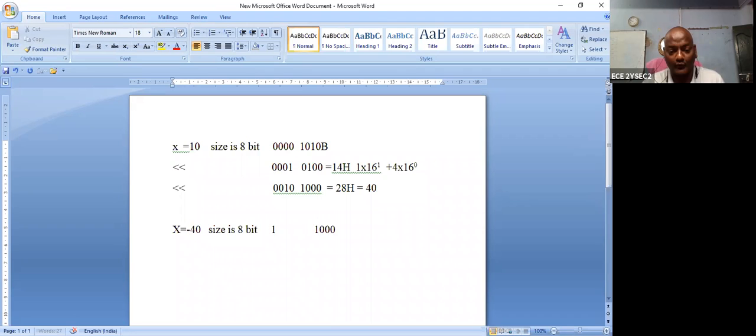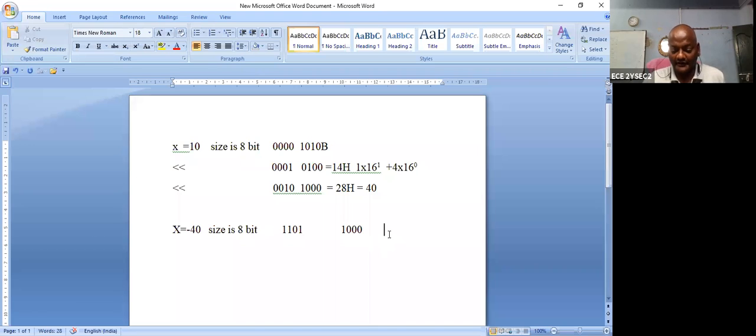So now 1. So this is equal to 0. So then 1. Now this is equal to 1, 0. And this is equal to 0. Then I can take the 1, and this is equal to 0, and I can take the 1. So now this is the 40 value, the minus 40 value. This is the minus 40.